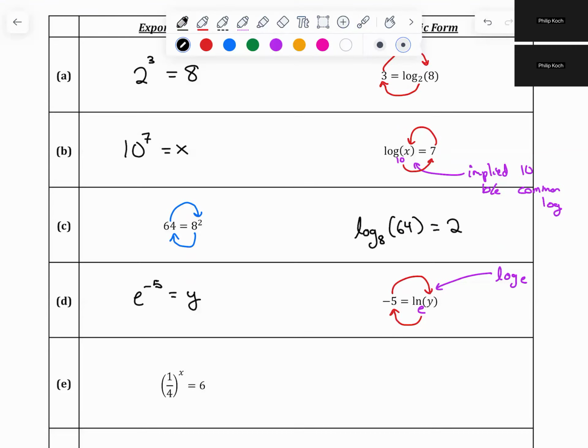Now, this might seem stupid, by the way. This might seem like, why are we doing this? Why are we converting between exponential and logarithmic form? This seems like a really silly, unnecessary thing. However, this will allow us to solve logarithmic and exponential equations soon enough. There's a valid reason to study this part.